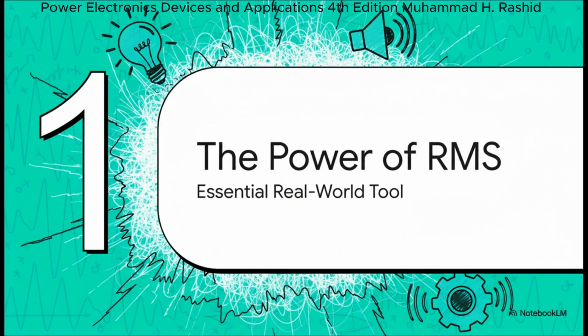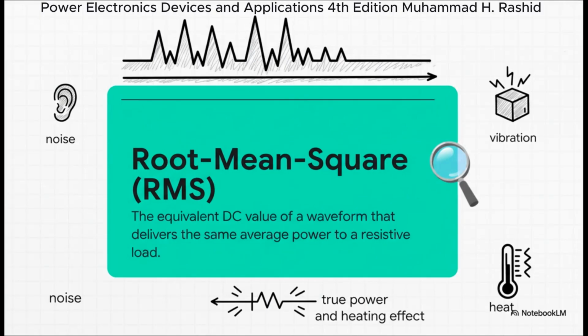Okay, first up, let's talk about a concept that's going to be your absolute best friend when you're dealing with these real-world signals. It's called the root mean square value, or RMS. Now, this isn't just some random math term. It is the fundamental tool for understanding the true effective power of any electrical signal, no matter what it looks like.